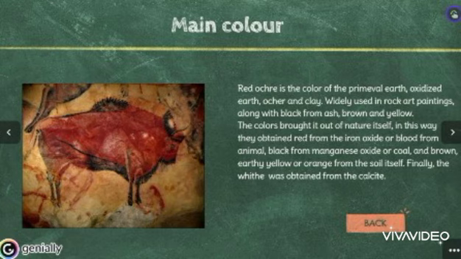Main colors in prehistory. Red ochre is the color of the primeval earth, oxidized earth, ochre and clay. Widely used in rock art paintings along with black from ash, brown and yellow. The color was taken from nature itself. In this way they obtained red from iron oxide or blood from animals, black from manganese oxide or coal, and brown, earthy yellow or orange from the soil itself. Finally, the white was obtained from calcite.